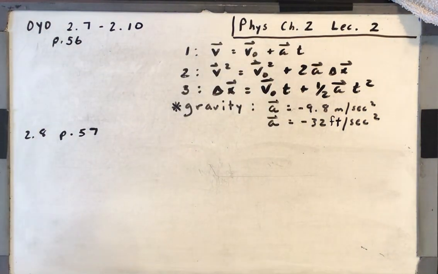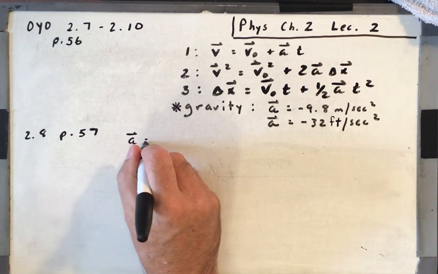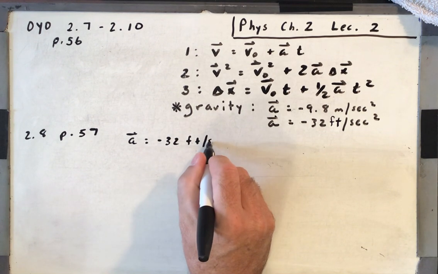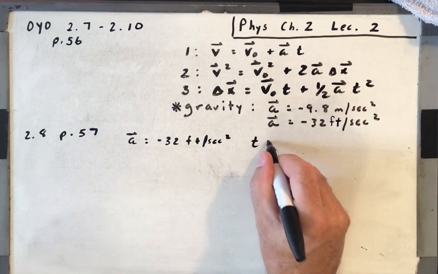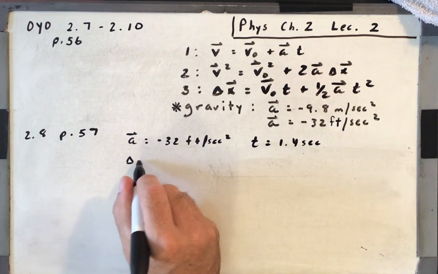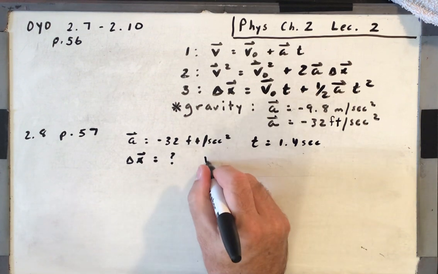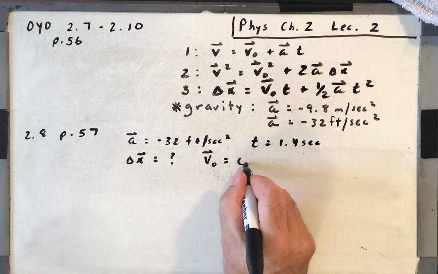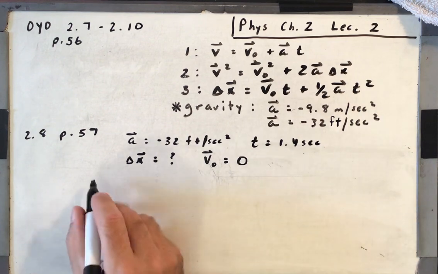All right, let's write down what we know. First of all, we're in feet, so the acceleration due to gravity is negative 32. We know time. It took 1.4 seconds. We're trying to get the height of the bridge, so that's going to be displacement. And again, we know the initial velocity. Didn't throw it down, just dropped it. So the initial velocity of that rock is 0. So we're going to use equation 3 again.